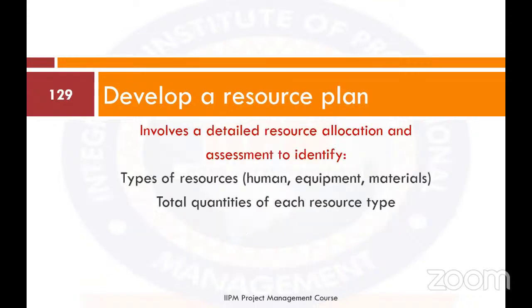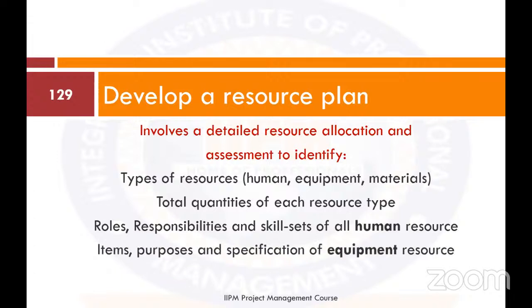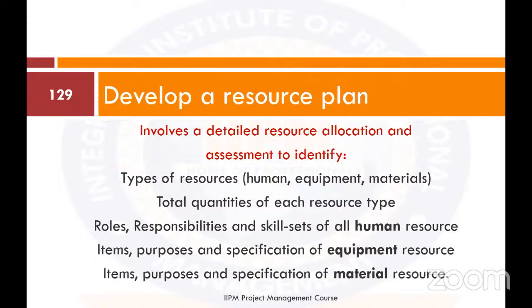Then the resource plan will involve detailed resource allocation and assessment to identify types of resources, whether human, non-human, equipment, materials, total quantities of each resource type, roles, responsibilities, and skill sets of human resources, and then items, purposes, and specification of equipment resource. So these are the things that we have in the resource plan. This particular lecture is just to provide us with a guide on the content and components of each of these sub-plans that are contained in the project planning.